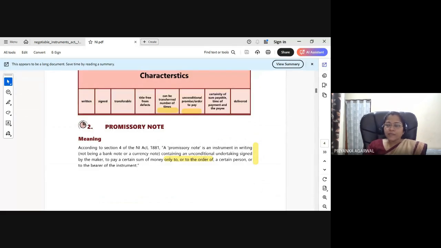Hundi, bearer debenture, railway receipts, and bill of lading are some examples which are not negotiable instruments.